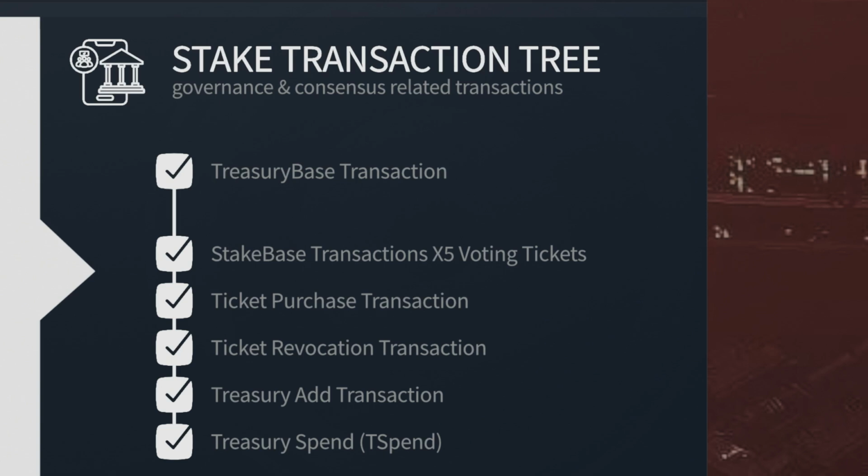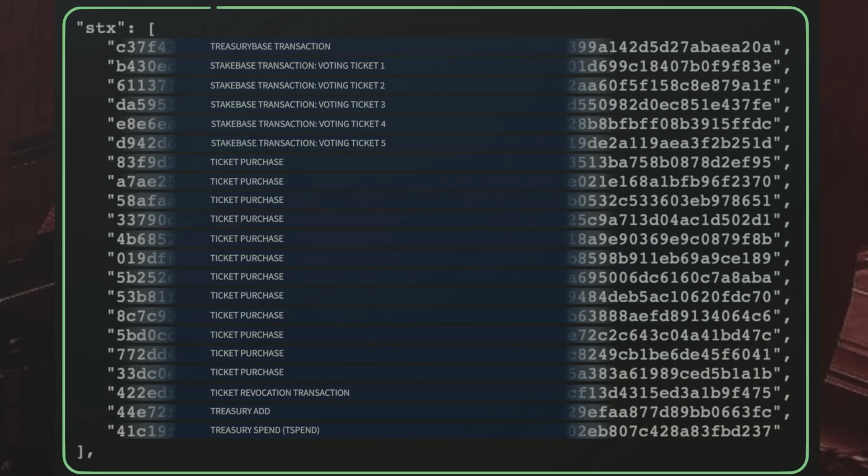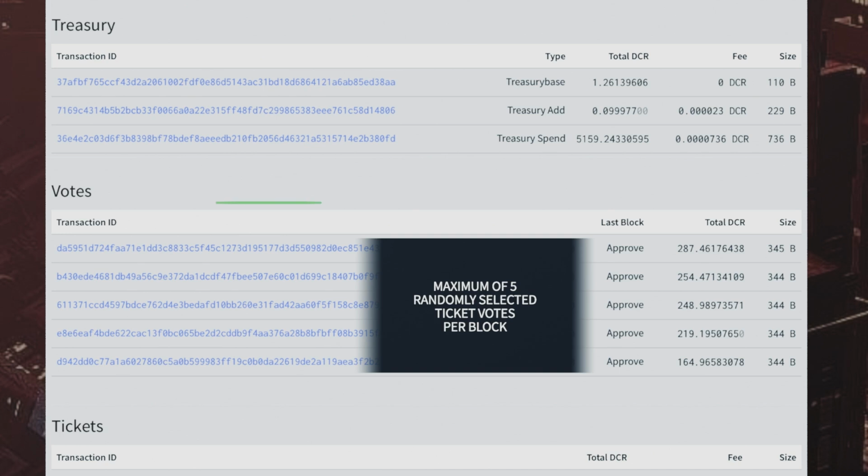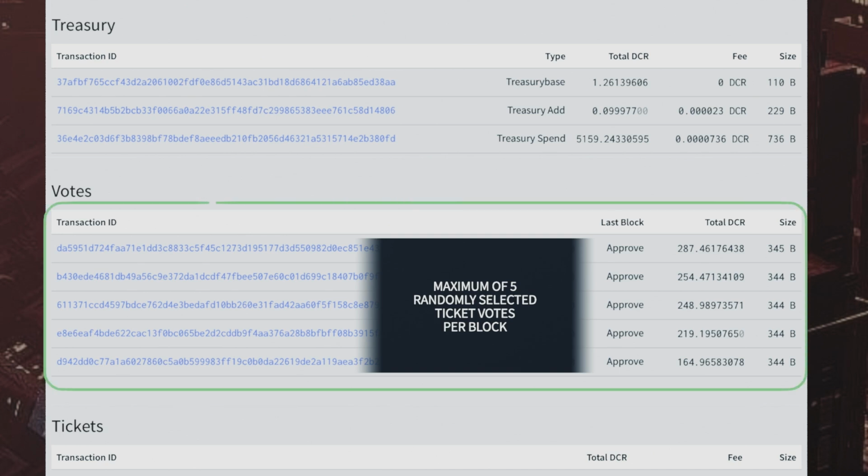Technically, the next series of transactions can appear in any order, but generally, they appear as follows. Stake vote transactions, up to 5 per block. These stake-based transactions receive 89% of the block reward. Selected tickets validate the miner's work and maintain network consensus.